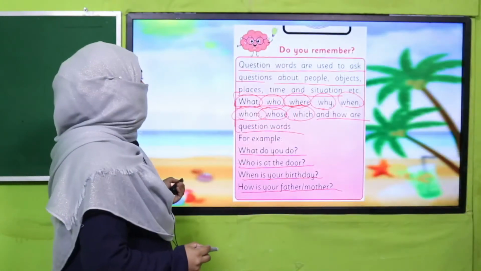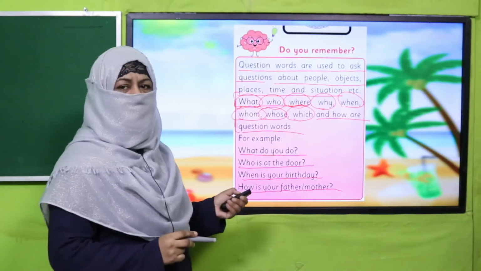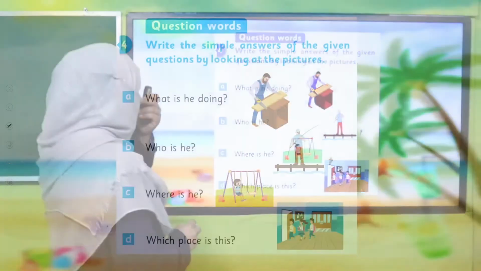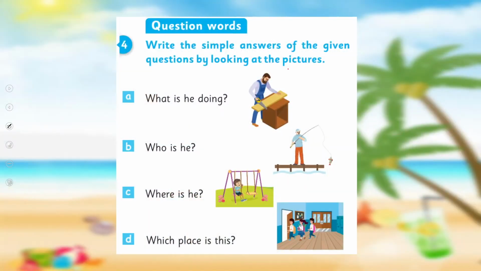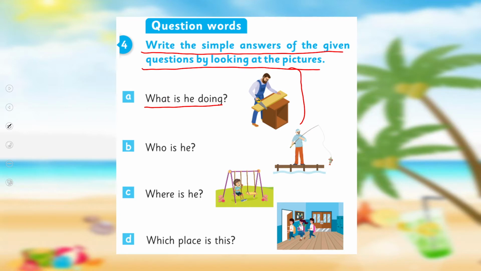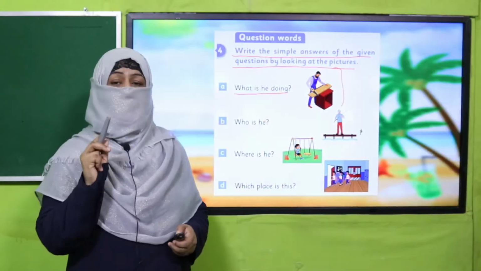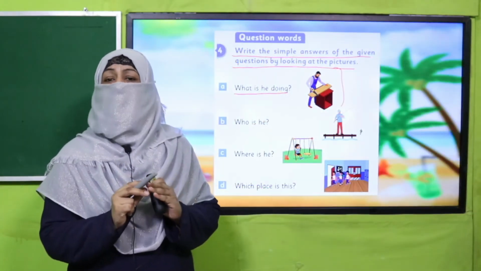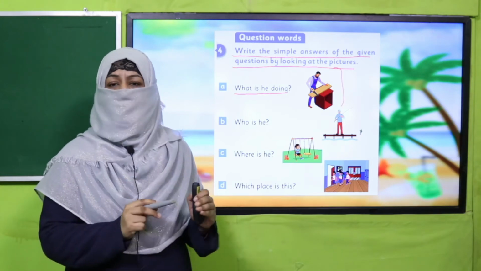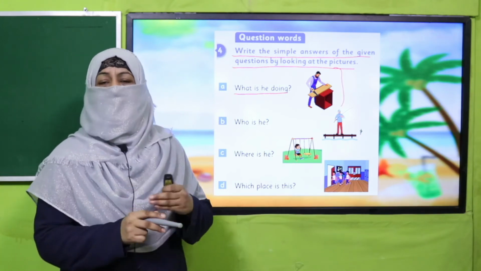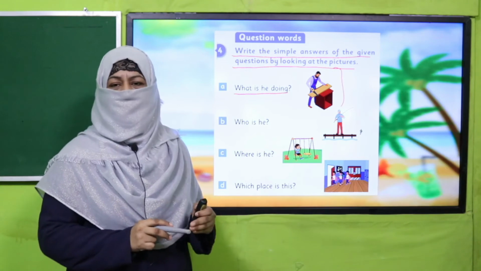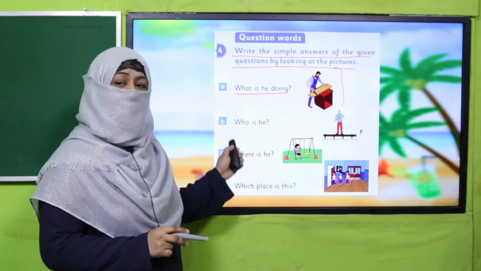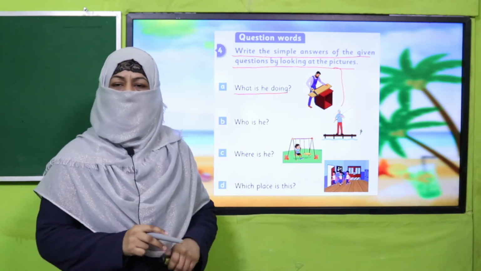Okay, so are you clear with the concept? So let's practice it from your book. What you have to do: look at the picture, read the question, and write its answer in a simple way. Okay, so if there is any confusion, you may raise your hand, you may discuss with your teacher, and teacher, kindly guide the student. Don't tell the answer, make the child reach the answer. Okay, so pause the video, complete this question and then come back.